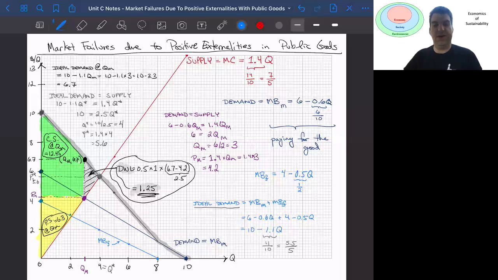All right, so that is our numerical example for the positive externality of public goods in this supply and demand framework.